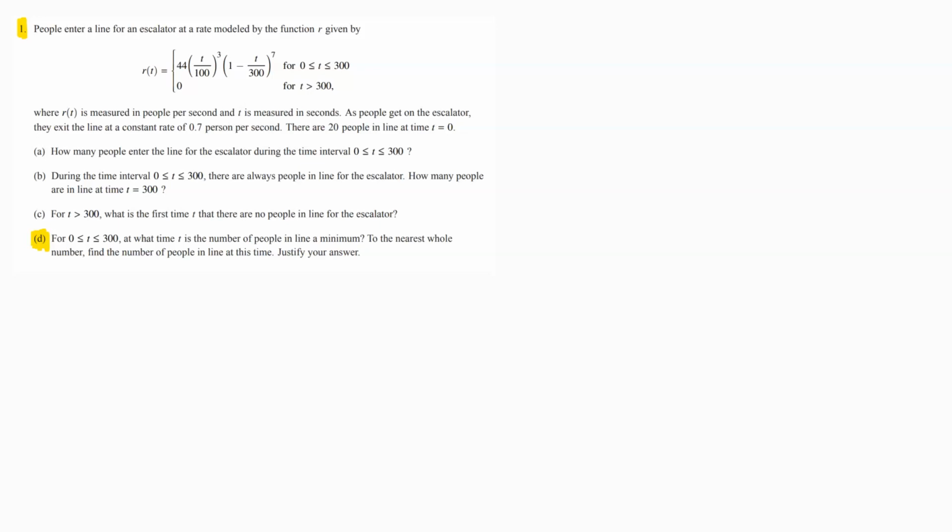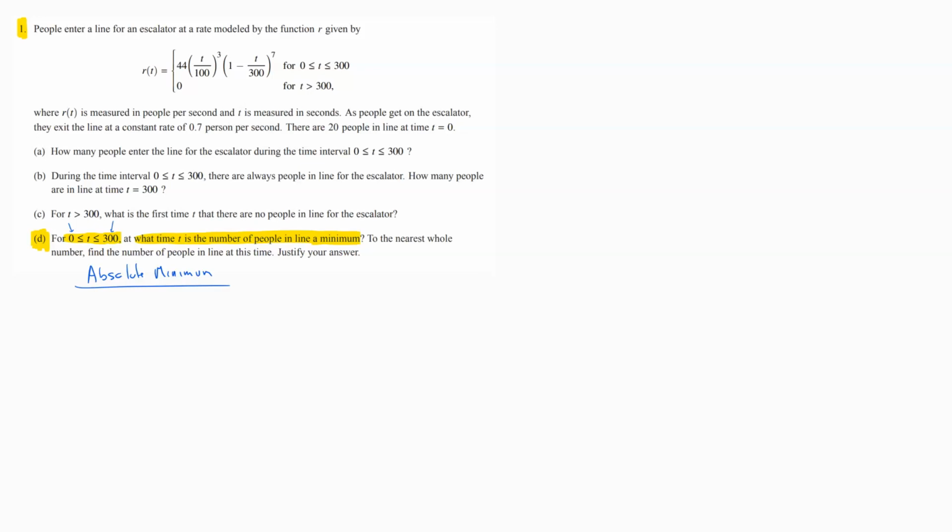Alright, so looking at D, we are looking at this interval from 0 to 300, and they want to know at what time t is the number of people in line at a minimum. So what we're being asked here, because we've got bounds on here, is we're really being asked to find the absolute minimum of this problem. The absolute max, absolute min process is a step-by-step process that we follow every single time.